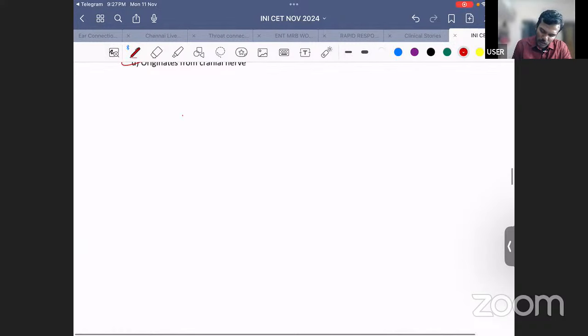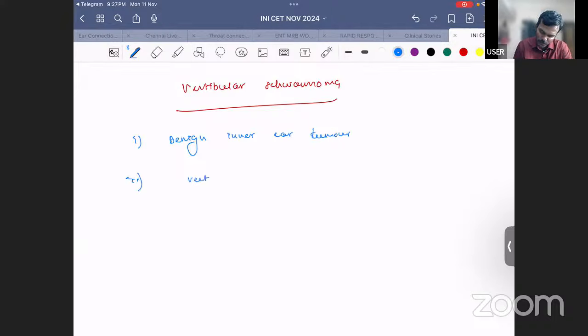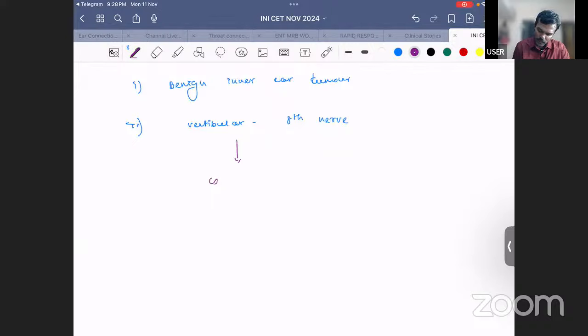So this vestibular schwannoma is a benign inner ear tumor. It arises from the vestibular division of the vestibulocochlear nerve, the vestibular division of the eighth nerve. So it will cause compression of adjacent nerves.